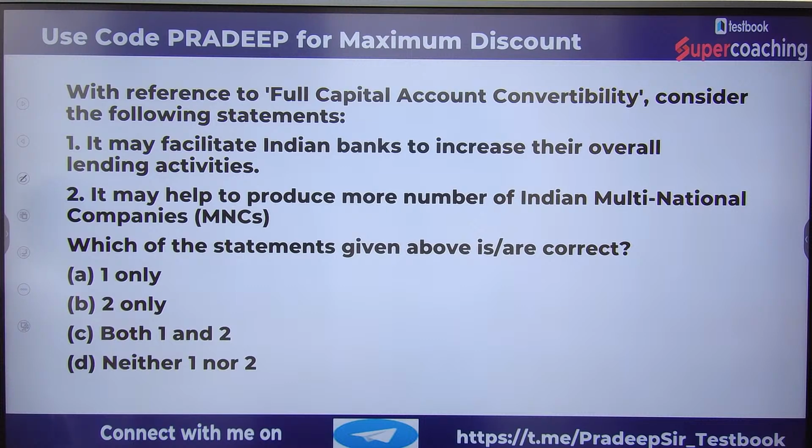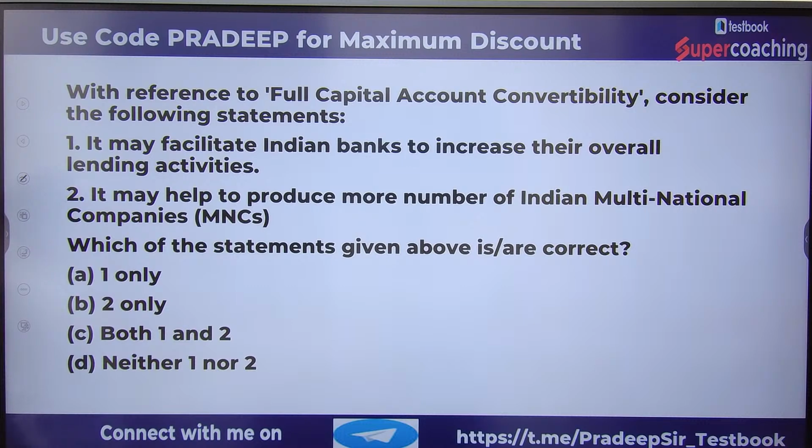With reference to full capital account convertibility, consider the following statements. The very first statement is, it may facilitate Indian banks to increase their overall lending activities. Second statement is, it may help to produce more number of Indian multinational companies. Which of the statements given above is or are correct?